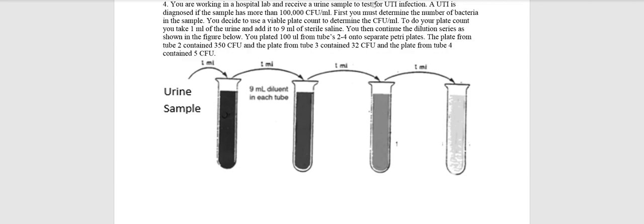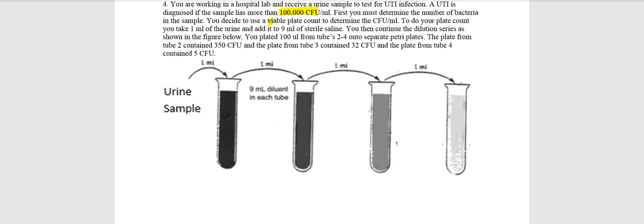You can find the answer keys to these on Canvas, which kind of shows you the work, but sometimes it's nice to be able to listen to someone work through the logic of the problems also. So whenever you have word problems, it's beneficial if you indicate and highlight in the problem the important information. As we're working through, we're going to read this problem that's telling us we're working in a hospital lab. We've got a urine sample to test for a UTI, and it's going to be diagnosed if there's 100,000 CFUs per mil or more.